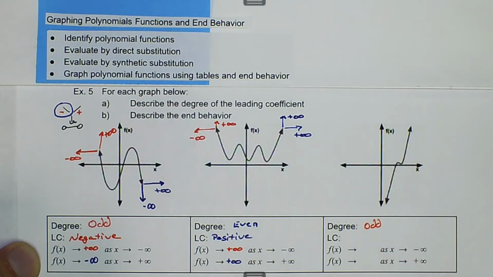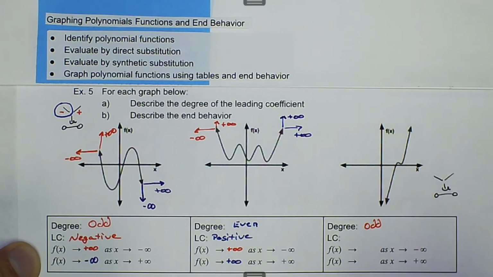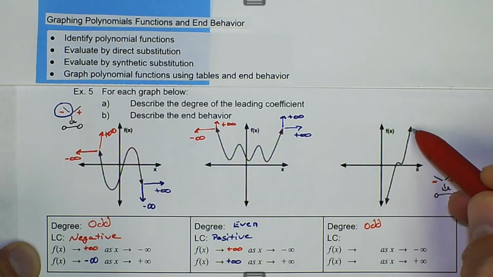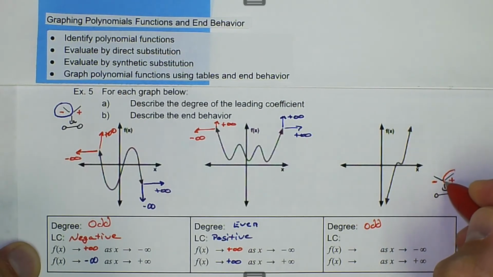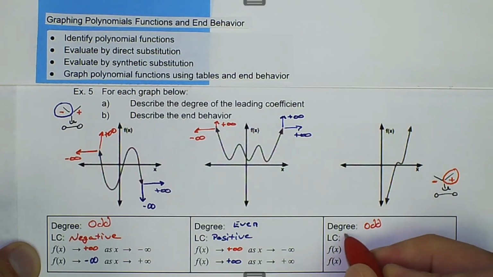And again, the odd functions are tough sometimes, so I like to draw my slope monster. And so the undefined and the zero doesn't really matter in this case. The one that I care about is my negative, and I care about my positive. In this case, I can see that I'm starting down here and working my way up. So that's going to be a positive lead coefficient.